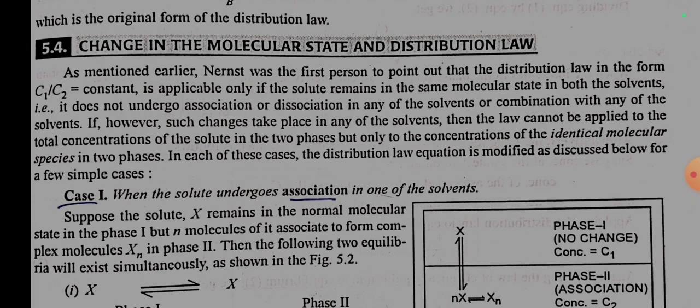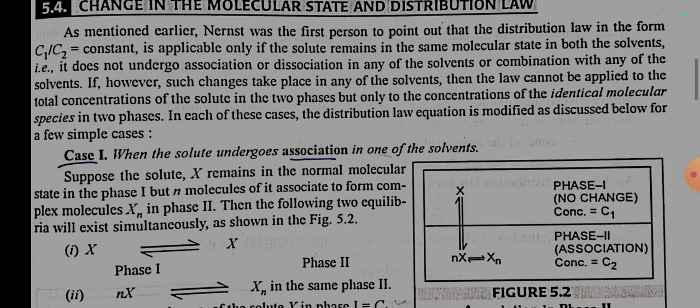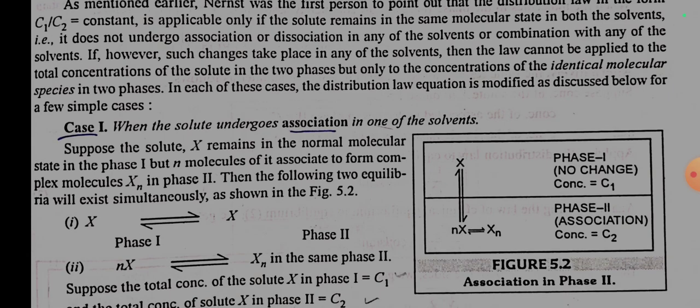Change in the molecular state and distribution law. As mentioned earlier, Nernst was the first person to point out that the distribution law in the form C1/C2 = constant is applicable only if the solute remains in the same molecular state in both the solvents. That is, it does not undergo association or dissociation in any of the solvents, or combination with any of the solvents. If, however, such changes take place in any of the solvents, then the law cannot be applied to the total concentration of the solute in two phases, but only to the concentration of identical molecular species in two phases. In each of these cases, the distribution law equation is modified as discussed below for a few simple examples.